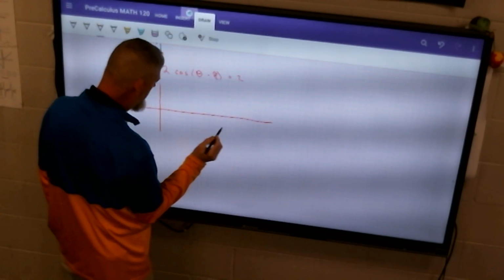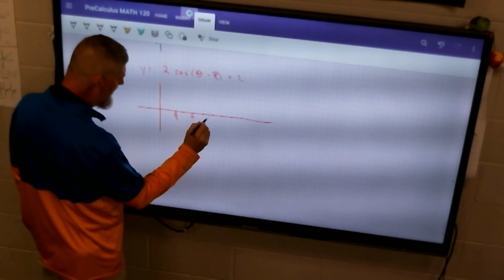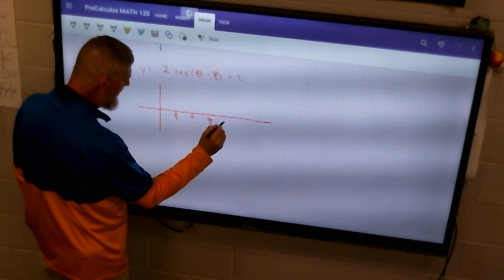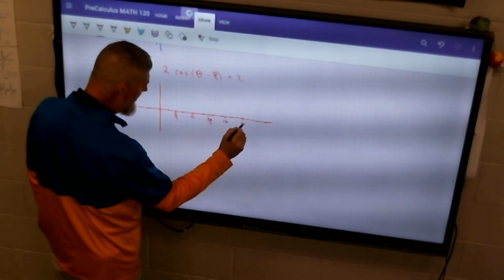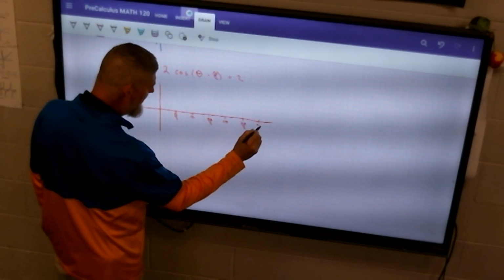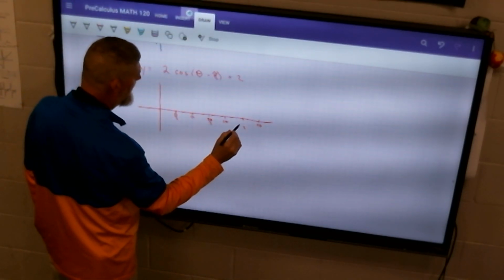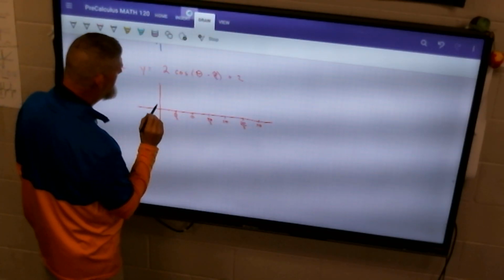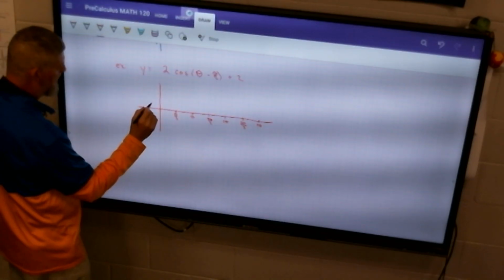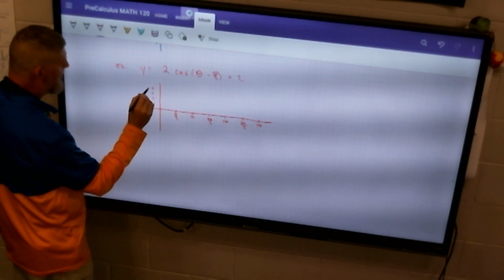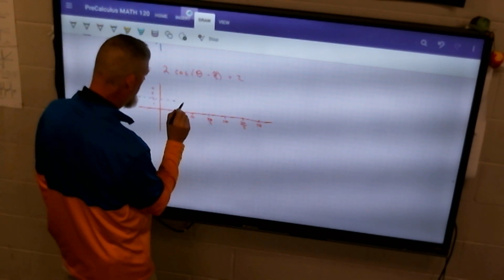Since we know all those changes, so pi over 2. Probably go a little bit further. You could probably make your y-axis go up higher. I think I did a little bit there. No, it's going to 4, so we're good. Okay, so my midline, you said, is moved up 2. So here's my midline.